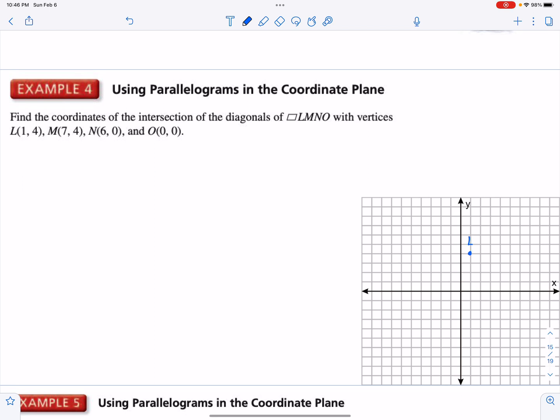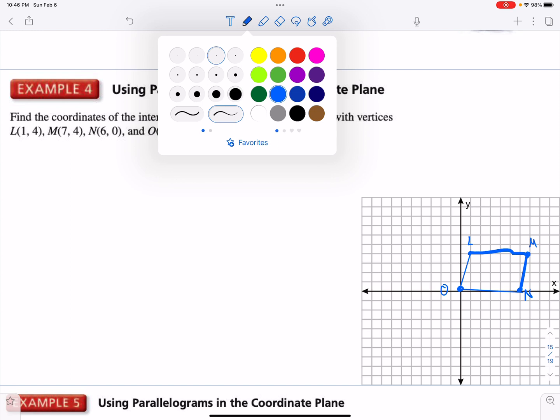So I'm going to plot the vertices here. Here's L at 1, 4. There's M. N is at 6, 0. And O is at 0, 0. So here's our parallelogram. Pardon the drawing. It's not super great. Coordinates of the diagonal, though.